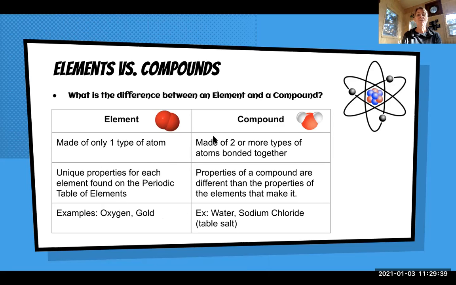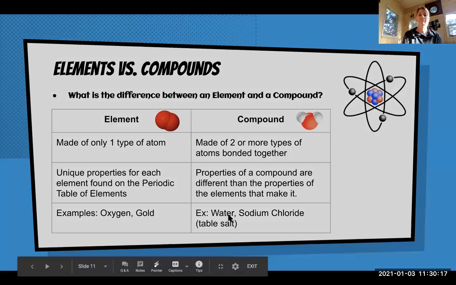But in a compound, we have different atoms bonded together. So two or more different types of atoms bonded together, right? So this is a water molecule. We have an oxygen plus two hydrogen atoms bonded together to make water. And the properties of this compound are different than the properties of the elements that make it up. So hydrogen is flammable. Oxygen helps things burn. When we bond the two together, we make water, and water, as we know, is not only not flammable, but puts out flame. So the properties of water are different from the properties of the elements or the atoms that make it up.